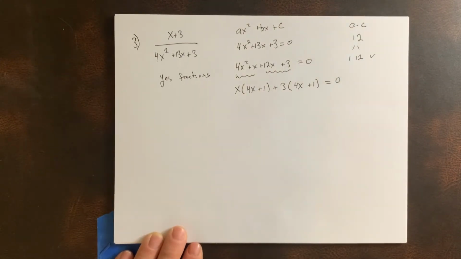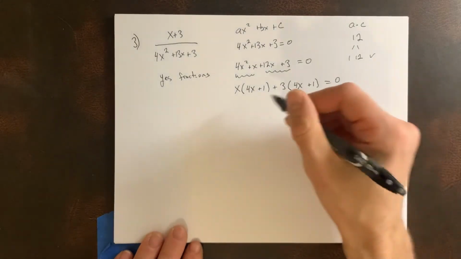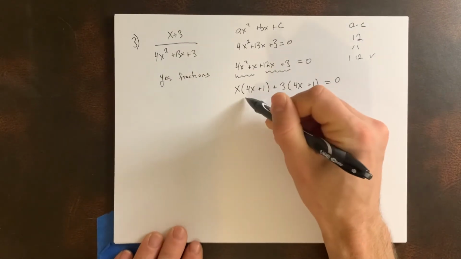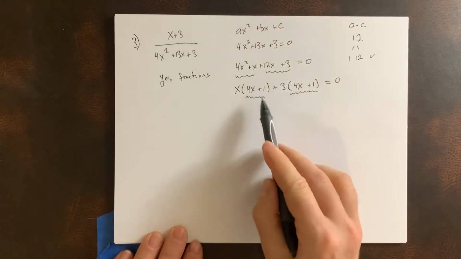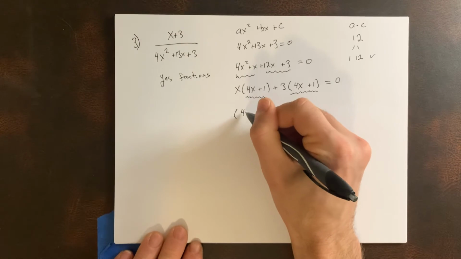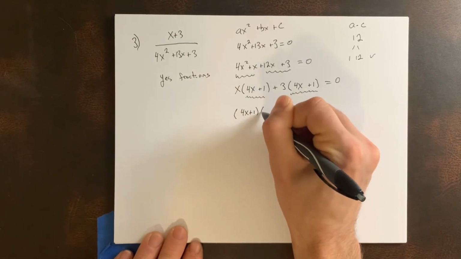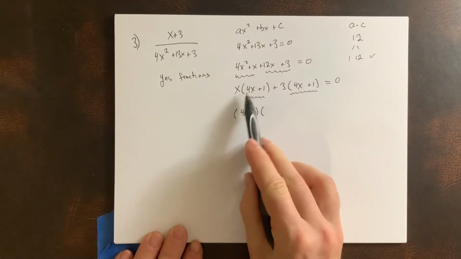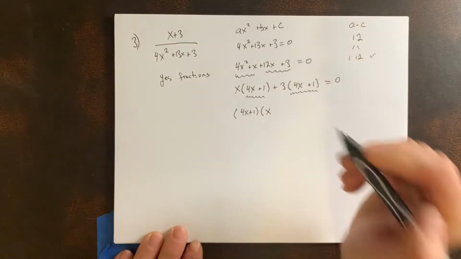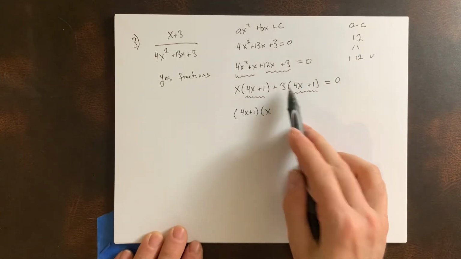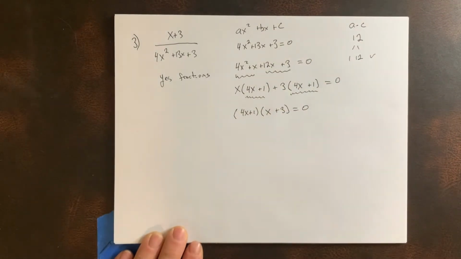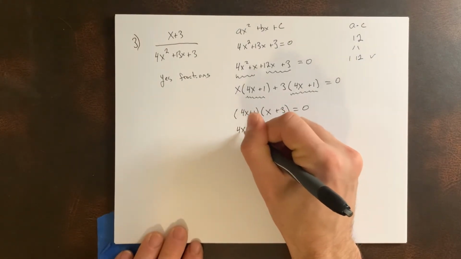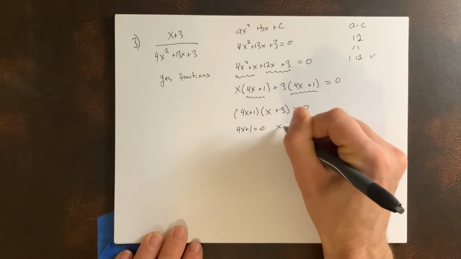So that's good. And now the last thing is, you see we have another piece in common between this and this. There's a 4x plus 1 here and a 4x plus 1 here. So we're just going to take out the 4x plus 1. If we take out the 4x plus 1 from this term, we're just left with this x. And if we take out the 4x plus 1 from this term, we're just left with this 3. Okay, so now we're at these two pieces equal to 0, so we just set both of them equal to 0. 4x plus 1 is equal to 0, x plus 3 is equal to 0.